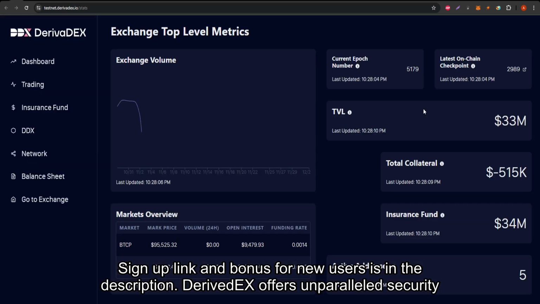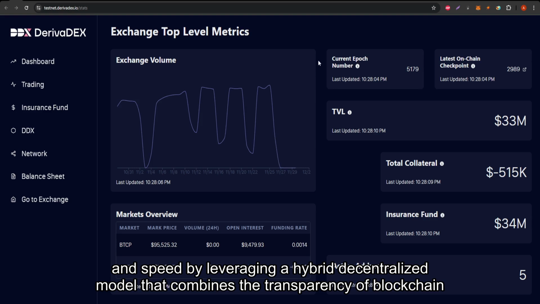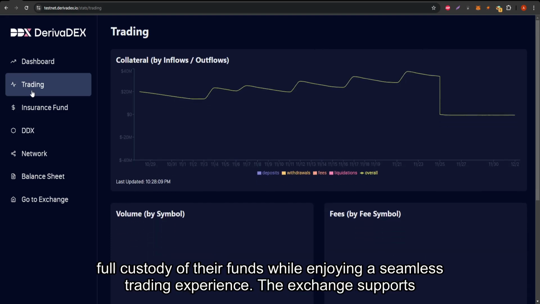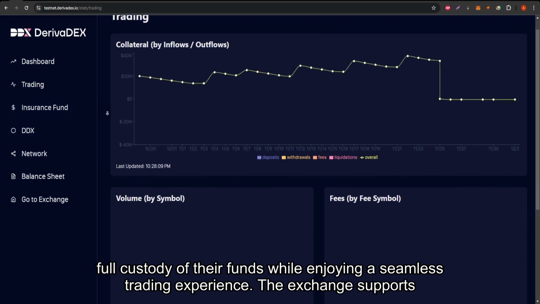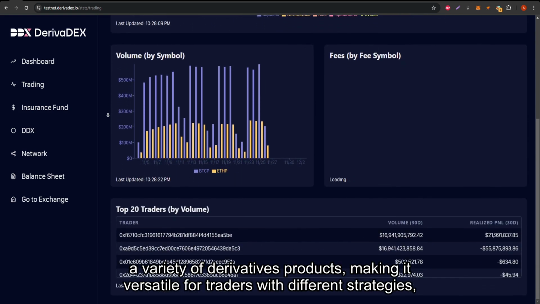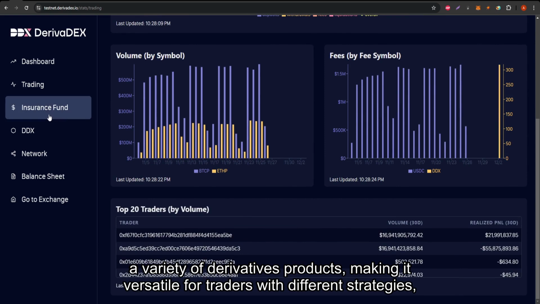DerivaDEX offers unparalleled security and speed by leveraging a hybrid decentralized model that combines the transparency of blockchain technology with the performance of traditional trading platforms. This model ensures that users retain full custody of their funds while enjoying a seamless trading experience. The exchange supports a variety of derivatives products, making it versatile for traders with different strategies and goals.